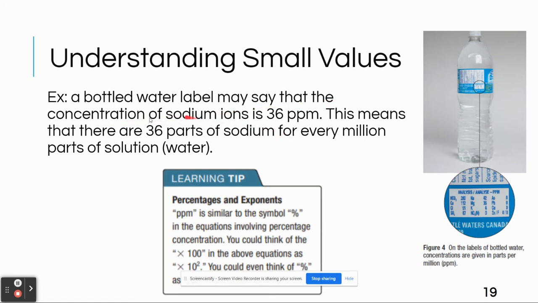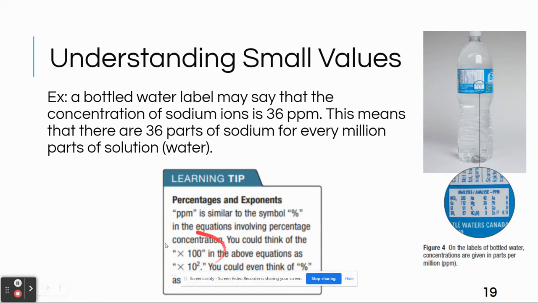And what that basically means is that if it said 36 ppm, it would mean that you have 36 parts of sodium for every million parts of solution or water overall. So that's a very small amount, a very small concentration, but it is significant for dietary reasons. It's almost like a percentage, but rather than being per 100, we have per million, for example.